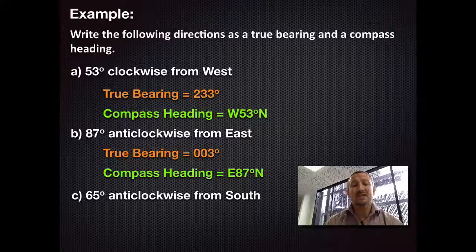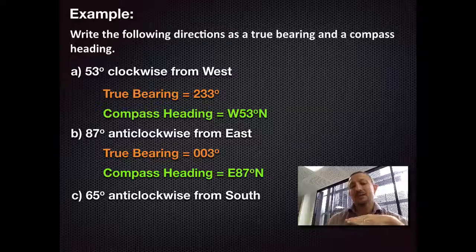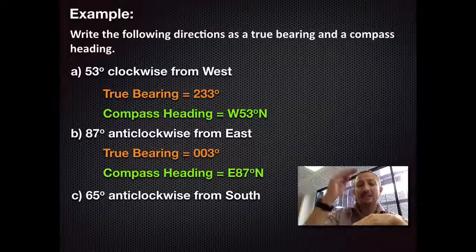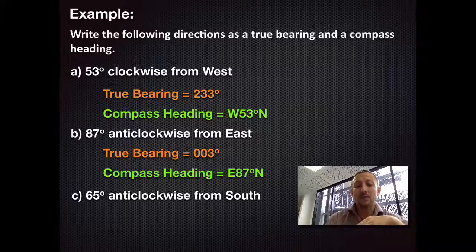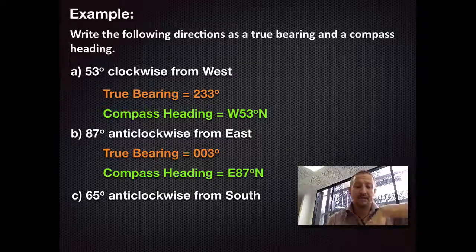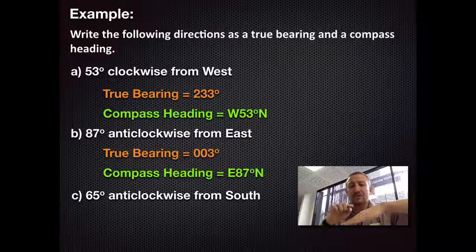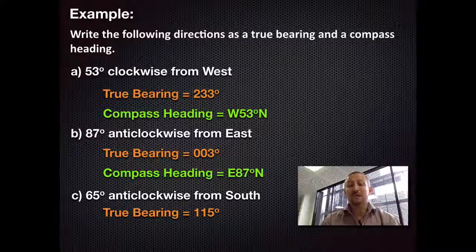Our last one, we're going to look at 65 degrees anti-clockwise from south. So I'm facing south, I'm going to move anti-clockwise. So basically I'm going to go 65 degrees. Now in this case, what I'm going to have to do is take this away from 90 and see what's left over. And I'm going to add 90 plus what's left over, which in this case is going to be 25 degrees. But remember, I'm moving 65 degrees from south. So that means I've only got a small portion, which is 25 degrees, which I'm going to add to the 90. So that will give me 115 degrees is my true bearing.